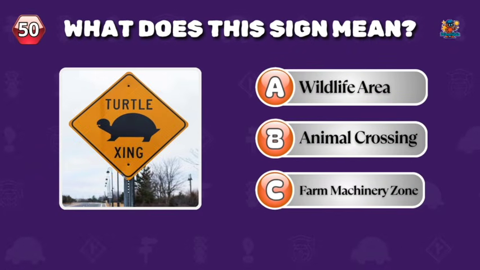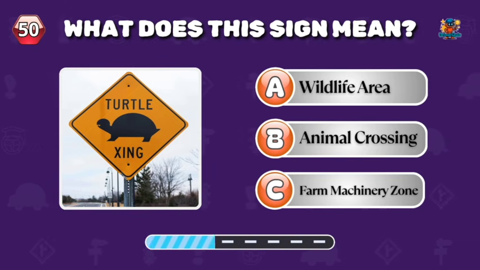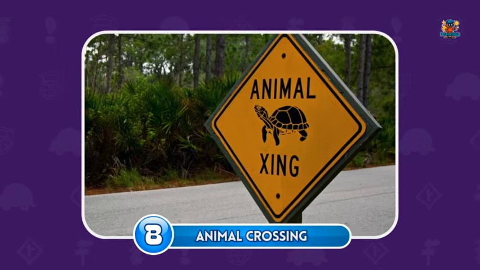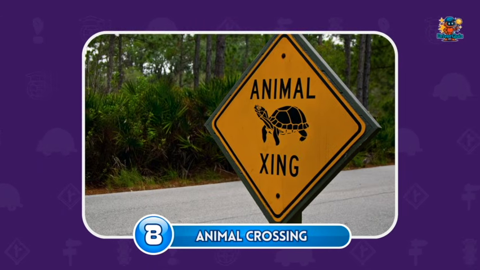Question 50. A. Wildlife area. B. Animal crossing. C. Farm machinery zone. B. Animal crossing. Animals may cross the road in this area. Slow down and stay alert.